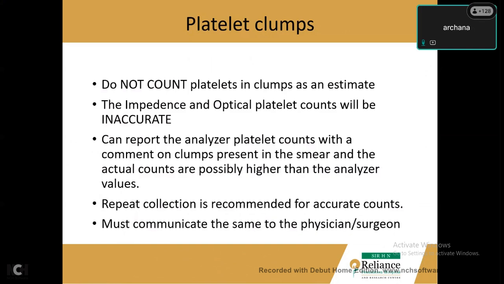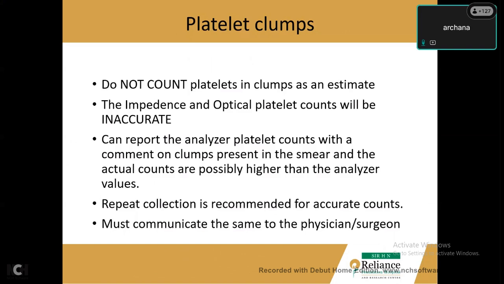Whether it's impedance, optical, or fluorescent platelet counts, they will all be inaccurate in platelet clumps. That is something we need to understand, and we need to clearly explain to our physicians before they start bombasting us about how your analyzer is inaccurate and it cannot give us a proper platelet count.